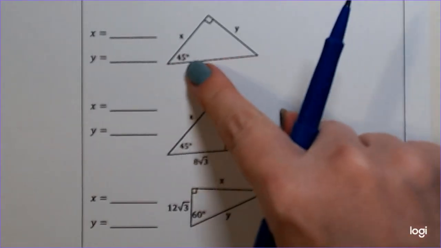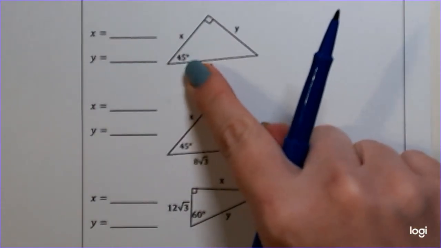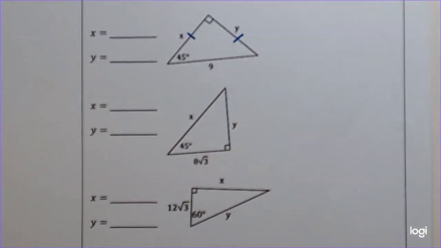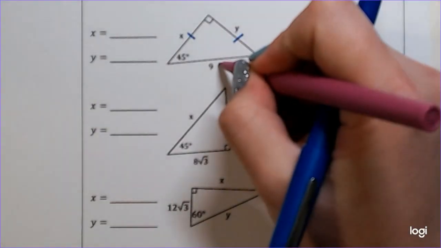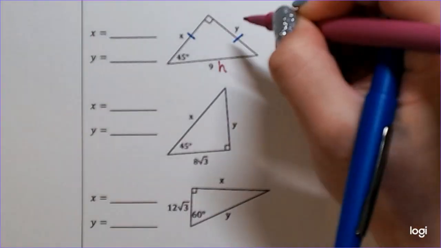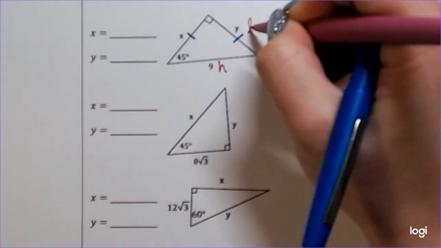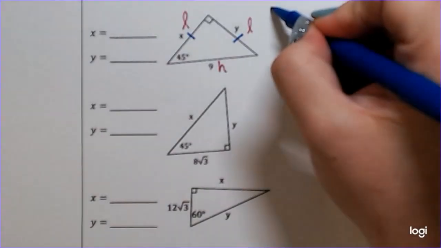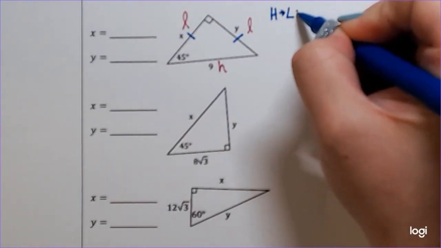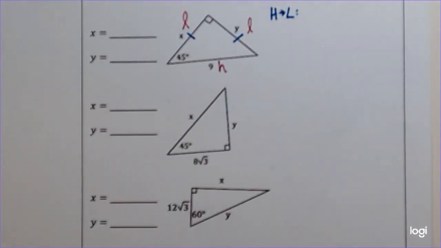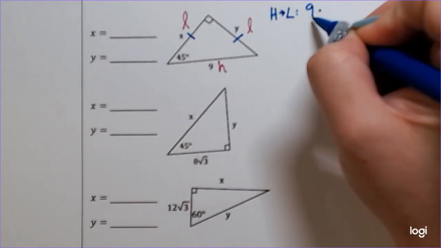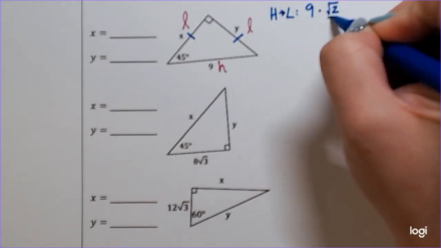This one, it literally says 45, so it's going to be a 45-45-90. So that means these two are going to be the same. As always, we mark the hypotenuse first. Because it's 45-45-90, these are both legs. So we're going from hypotenuse to leg, and that says multiply by square root of 2 over 2. So we're going to take the 9 times square root of 2 over 2.